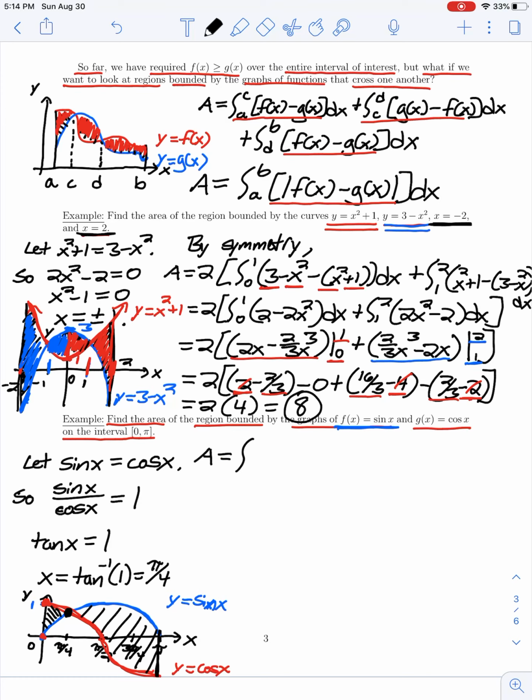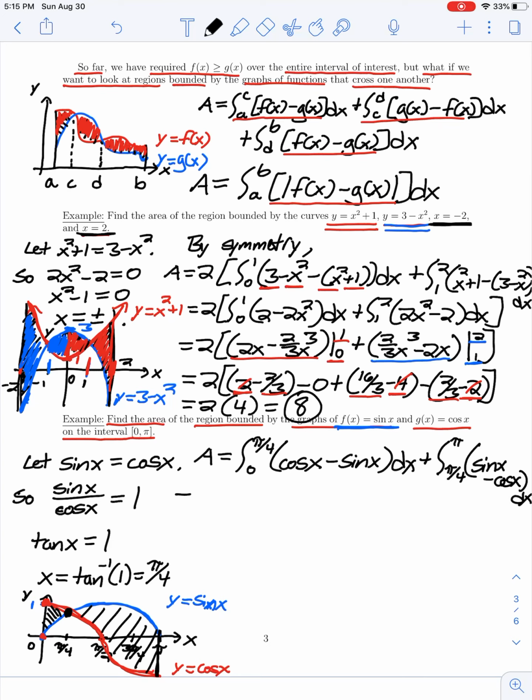So let's start on the interval from 0 to the point of intersection, pi over 4. We can see from our graph that cosine of x is the upper curve. So we would have cosine of x minus the lower curve, which was sine x, dx. And then we would add the remainder of our region. That is the integral from pi over 4 up to pi, where we see our blue curve, or sine x, is the upper curve. So we would have sine x minus cosine x dx.